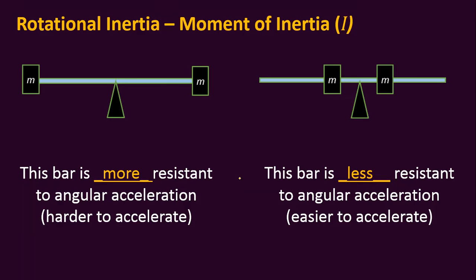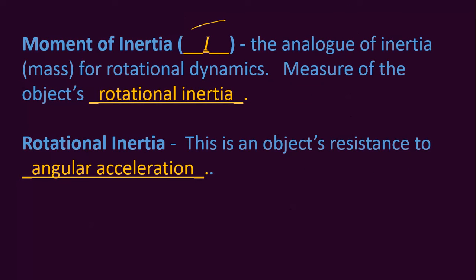We need another term to describe these systems. And what we are going to use is something called the moment of inertia of the object. And the variable that we use for moment of inertia is a capital I. Moment of inertia is the analog to regular mass for rotational motion. And it is the measure of an object's rotational inertia. And rotational inertia is an object's resistance to angular acceleration.